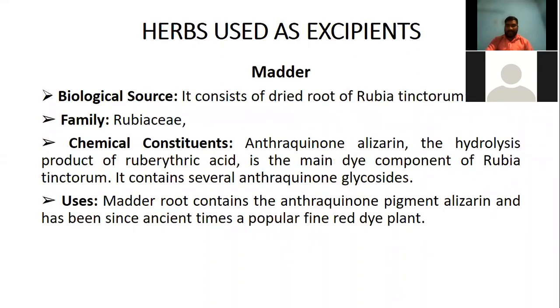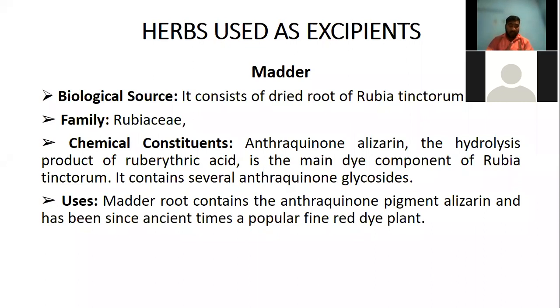Another example is the madder plant. From this madder plant, we use the dried root. Basically, it is used for dyeing purposes as a coloring agent. It belongs to family Rubiaceae. What is the botanical name of this plant? The botanical name is Rubia tinctorum, which belongs to family Rubiaceae.